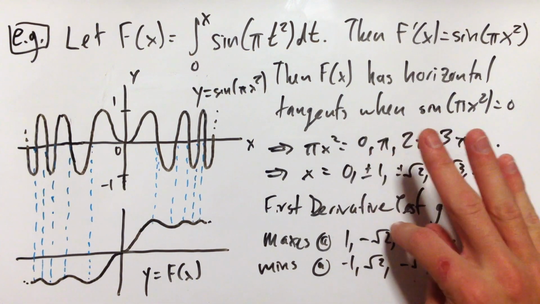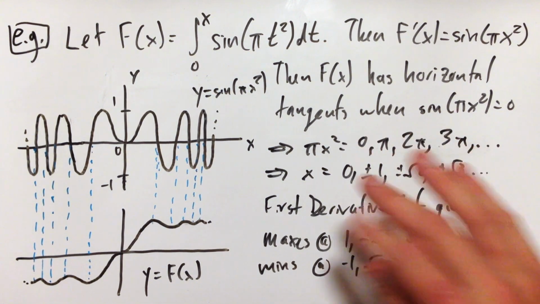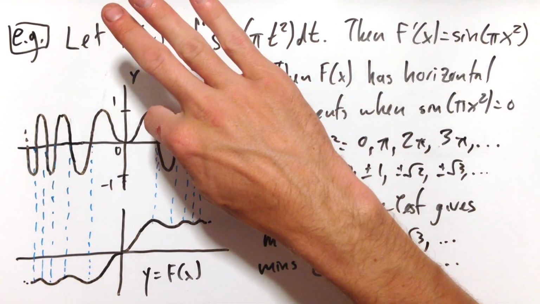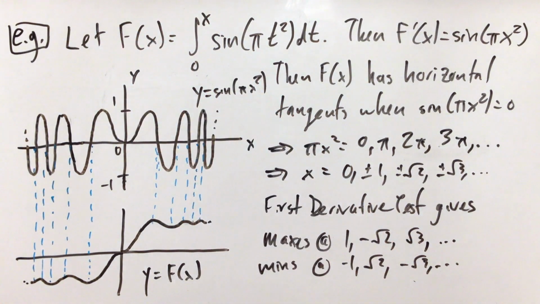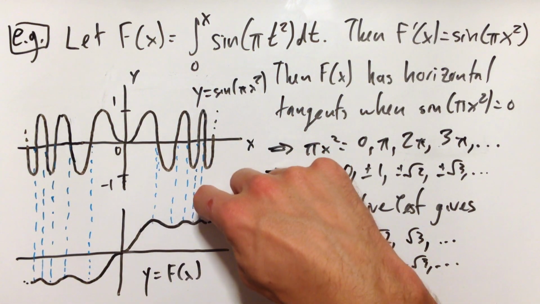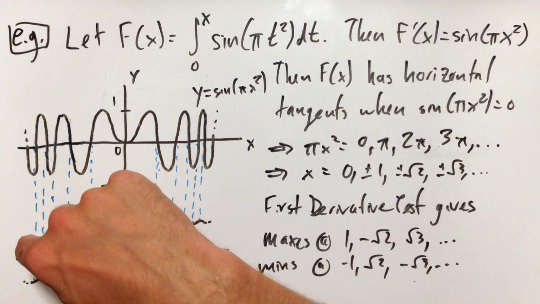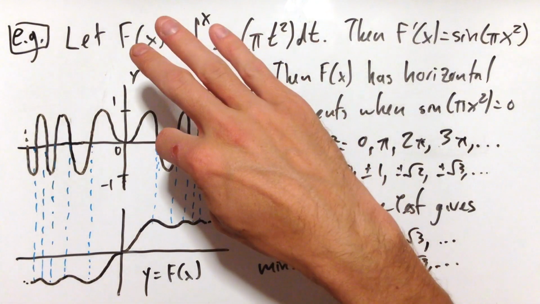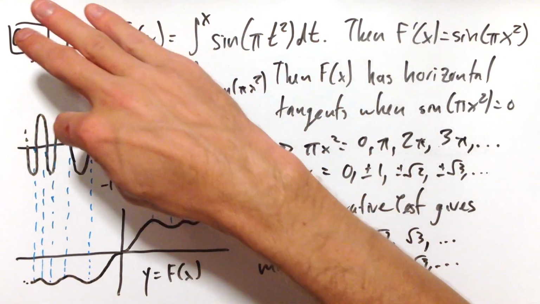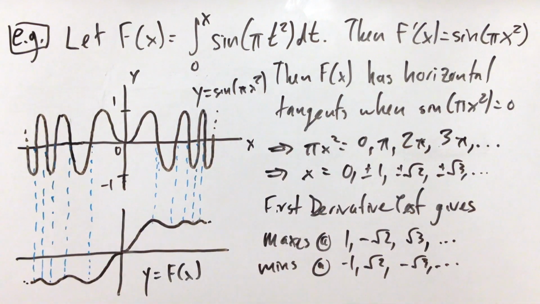However, for 1, root 2, root 3, etc., the first derivative goes from increasing to decreasing. So we have maxima at these points, and we have minimums at negative 1, negative root 2, negative root 3, etc., because that's where the derivative goes from negative to positive, so we have minimums. So we can tell a decent amount about the properties of this function.